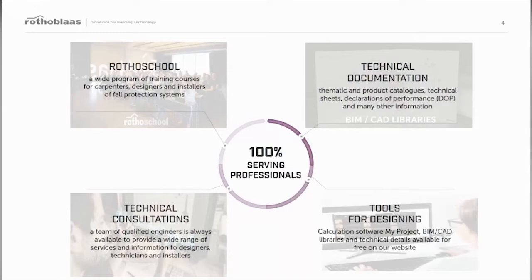What we do, pretty much a lot of things. We have the Rotho School events, which you can attend in person, hopefully someday. We also do a lot of technical documentation, product catalogs, a lot of predetermined static and characteristic values for you as designers. All our declarations of performance and our BIM and CAD libraries are all available online. We also provide tools for designing, such as our calculation software. And also through our Salesforce and through our technical consultants, we can help you get hold of our qualified product engineers. So no matter what you're looking at, we'll help you find a solution.